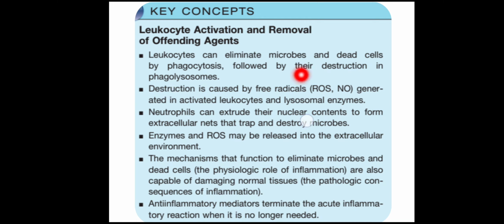Leukocytes can eliminate the microbes and dead cells by phagocytosis, followed by their destruction in the phagolysosomes. The destruction is caused either by free radicals or by other mechanisms: nitric oxide and the lysosomal enzymes. Neutrophils can extrude their nuclear contents to form extracellular nets, which are known as neutrophil extracellular traps, and this will help in destruction of the microbes. Enzymes and ROS may be released into the extracellular environment. The mechanisms that function to eliminate the microbes and dead cells are capable of damaging the normal tissues. The anti-inflammatory mediators like lipoxins will help in termination of the acute inflammatory reaction when it is not needed anymore.